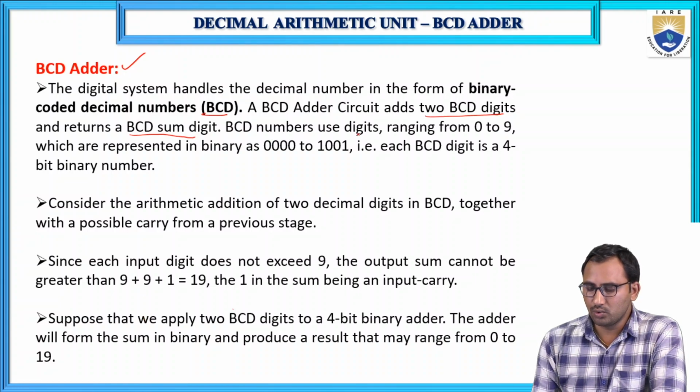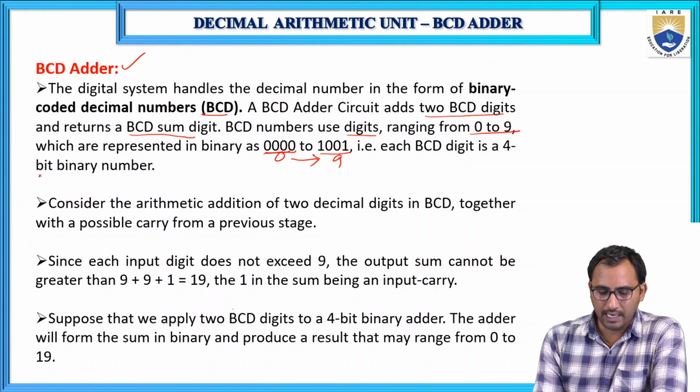The BCD numbers use the digits ranging from 0 to 9, which are represented in binary from 0000 to 1001. So all zeros represent the decimal number 0, and 1001 represents the decimal number 9. So the decimal numbers are from 0 to 9. Each BCD digit is represented with a 4-bit binary number.